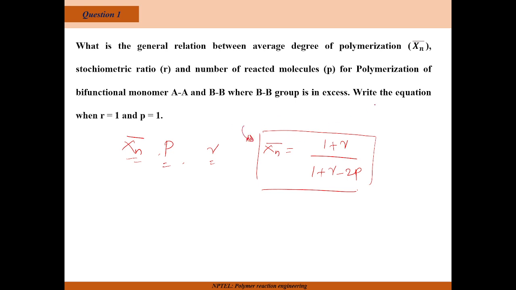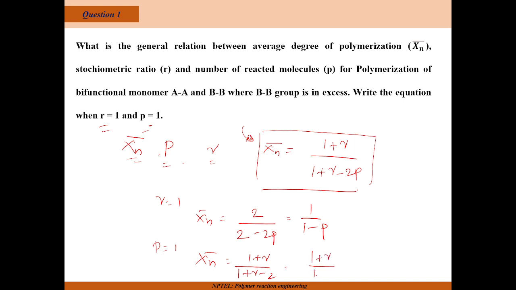The second question is to write the equation when R is equal to 1 and P is equal to 1, so now we can readily substitute. When R is equal to 1, Xn bar is equal to 2 divided by 2 minus 2P, which can be written as 1 by 1 minus P. The second is when P is equal to 1: Xn bar is equal to 1 plus R divided by 1 plus R minus 2, which is 1 plus R by 1 minus R.